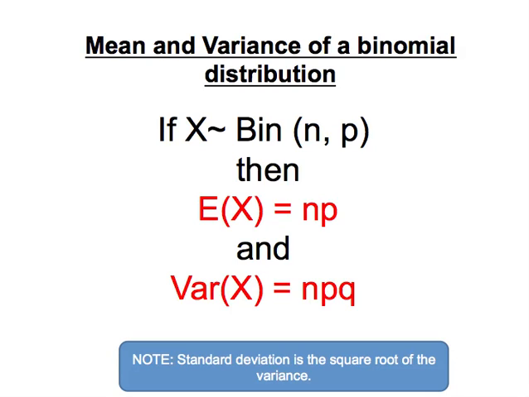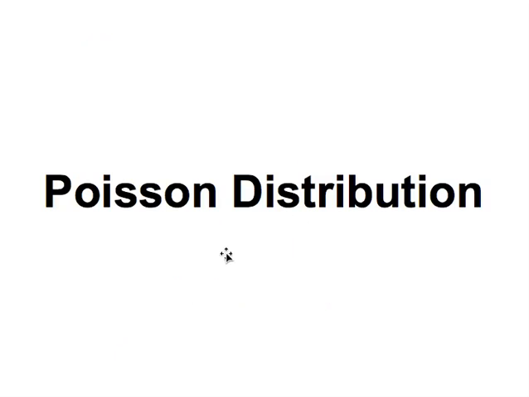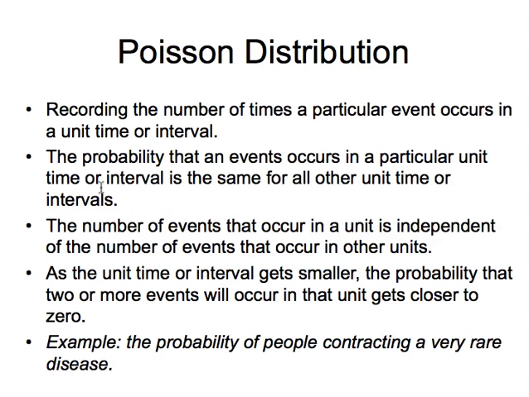We're going to move on now to the other special discrete probability distribution, which is the Poisson distribution. Now, with the Poisson distribution, you are interested in the number of occurrences of a certain event within a given interval. So we're recording the number of times a particular event occurs in a unit time or interval.